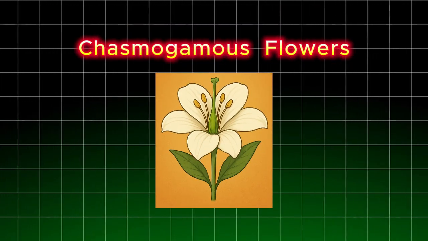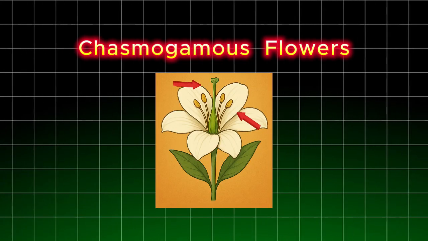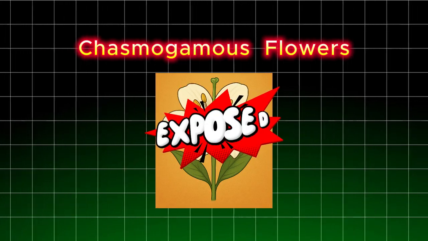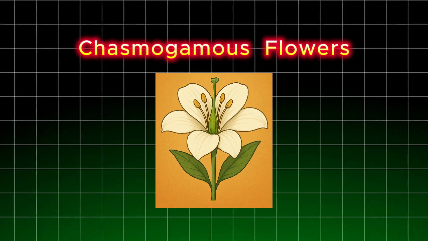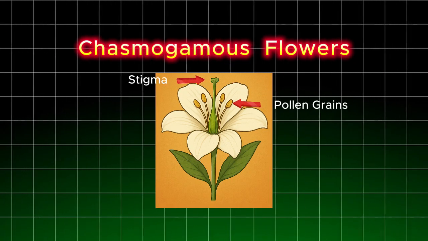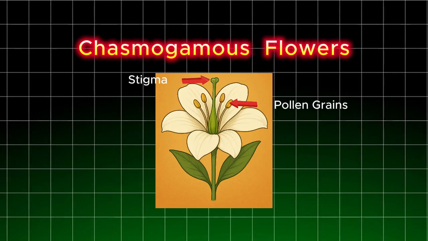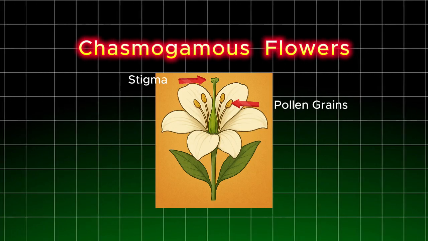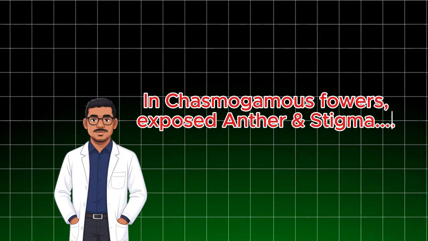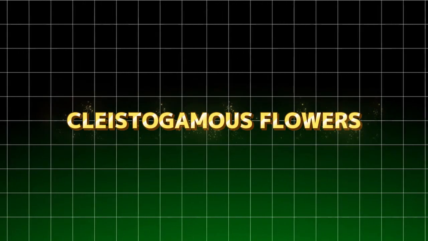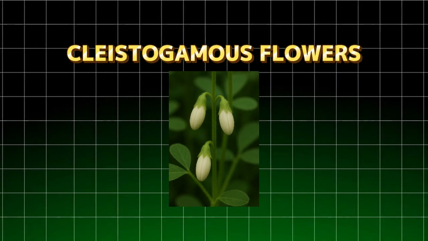In Chasmogamous, these are the flowers जिसमें male and the reproductive organ of the flower they are exposed, मतलब कि वो खुले में वो open रहते हैं. जैसा कि you can see, the stigma and the pollen grains they are open and exposed. So these flowers are called Chasmogamous flowers. So in Chasmogamous flowers there are exposed anthers and stigma. Now Cleistogamous flowers. You must have seen some flowers जो कि पूरी तरीके से open नहीं होते.